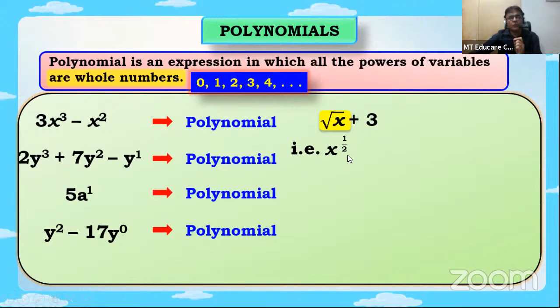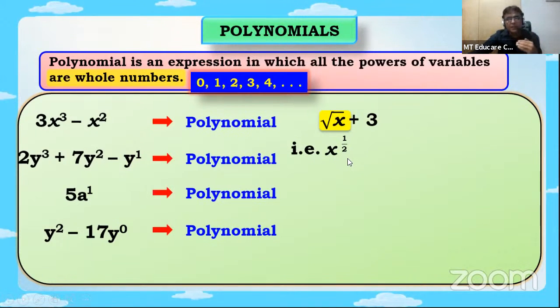What is this 1 upon 2? So the power of x is 1, the upper number, and the denominator 2 represents the square root. If it is cube root of x, then we will write it as x raised to 1 upon 3. Fourth root of x, so x raised to 1 upon 4. Got it? So root of x can be written as x raised to 1 upon 2.